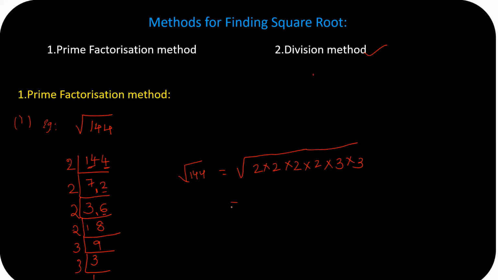Now after writing this, there are 2 two times, right? So I can write it as 2 to the power of 2. Yes, these 2 into 2, I have to write as 2 to the power of 2. Next, here 3 into 3, I have to write as 3 to the power of 2.